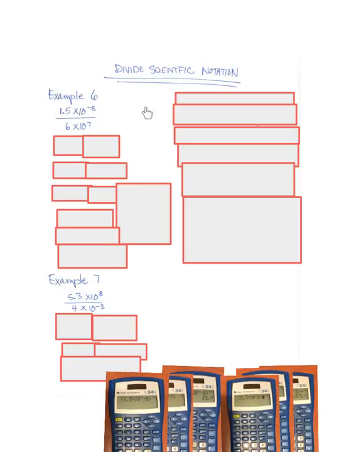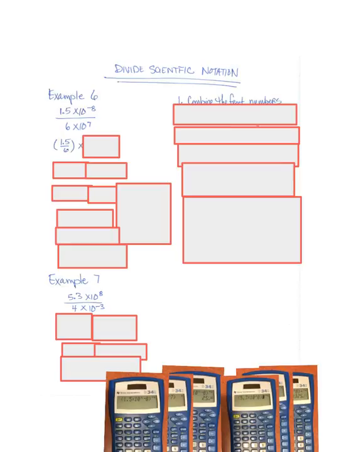If it's written out all the way sideways like this, I like to write it this way because it reminds me what I need to do. Let's go through those steps. The first step is to combine the front numbers. So we're going to say 1.5 divided by 6.